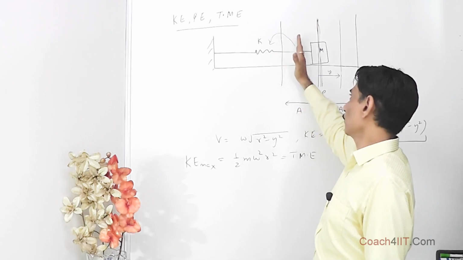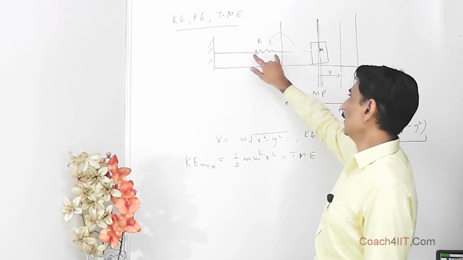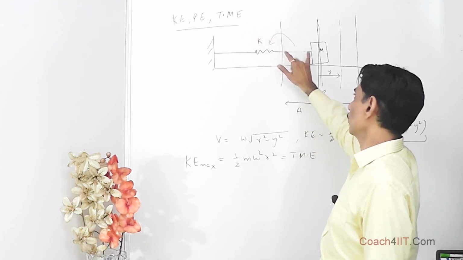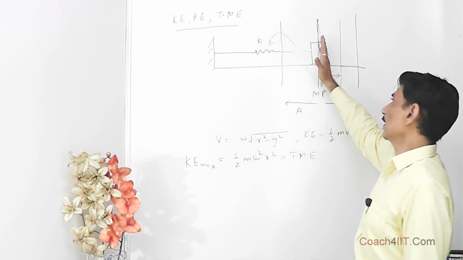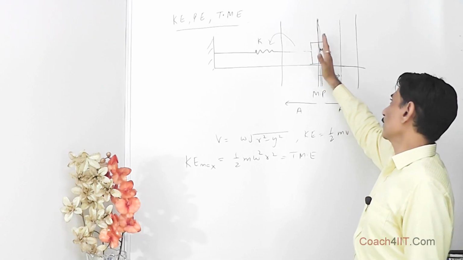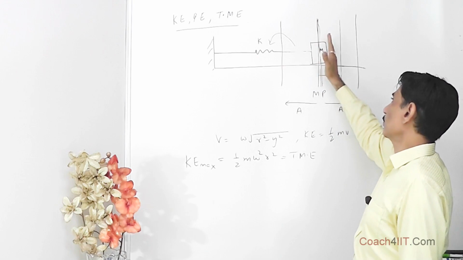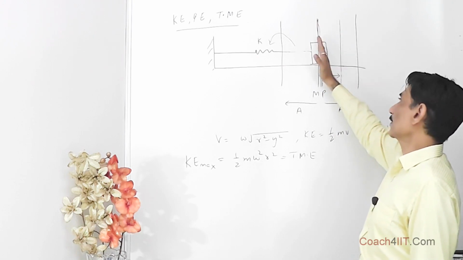Once again, when it starts moving from here to here, its potential energy is reducing because it is moving towards its natural length, and its velocity is increasing, that is, kinetic energy is increasing. When it is going this way, once again it is getting stretched, so potential energy is increasing and its velocity is reducing gradually, that is, kinetic energy is reducing.